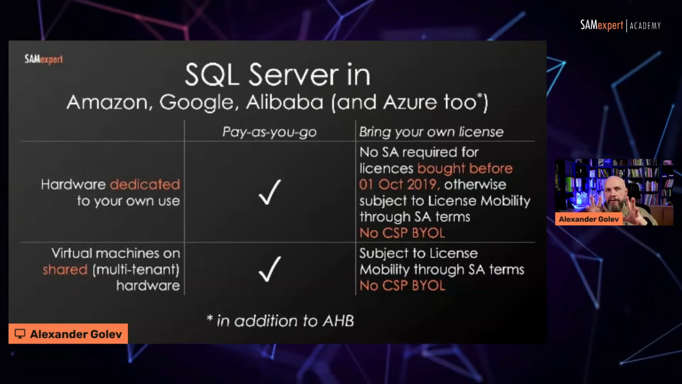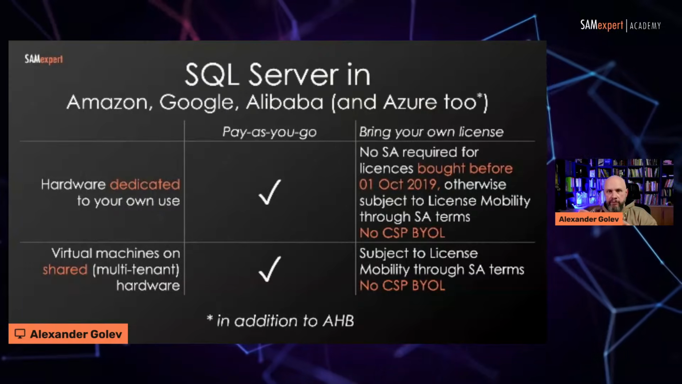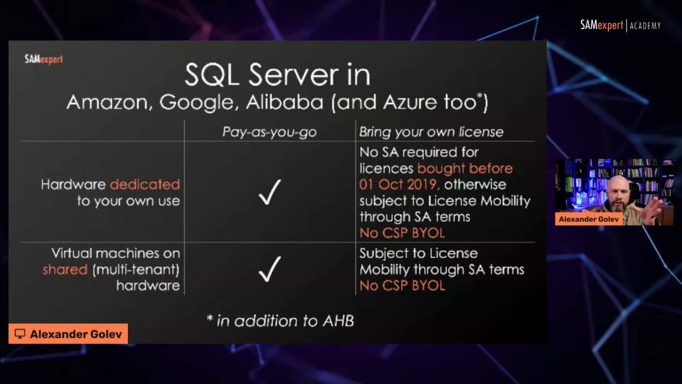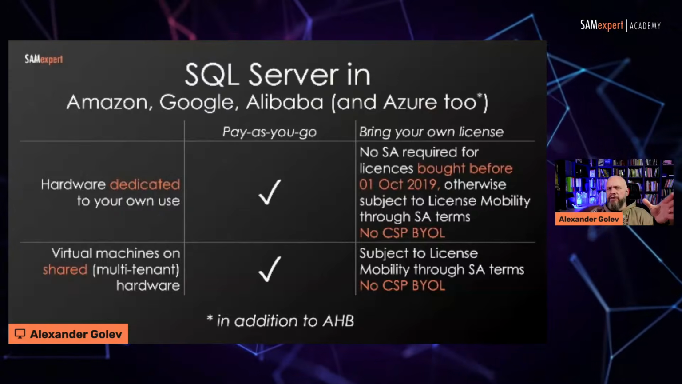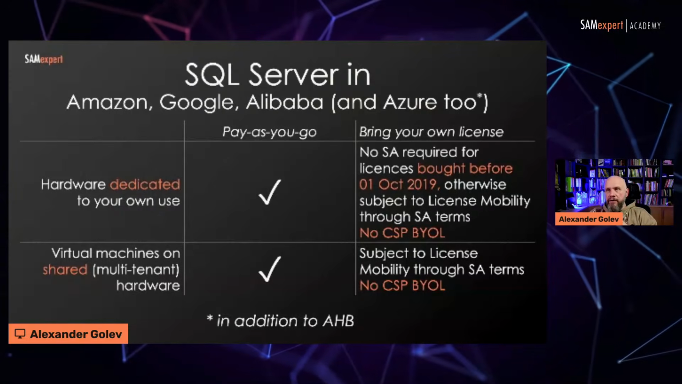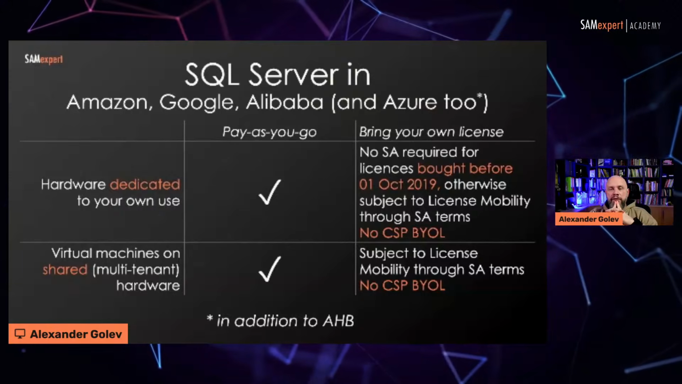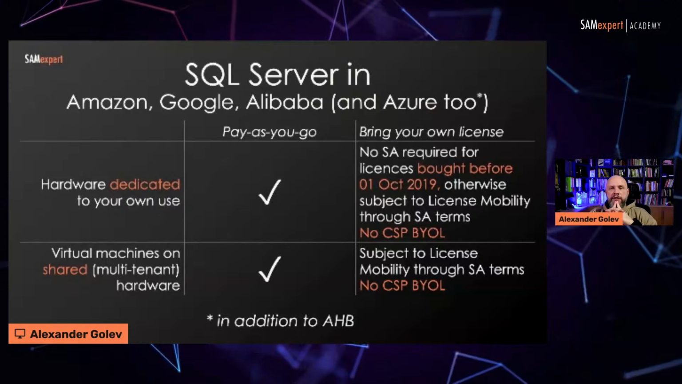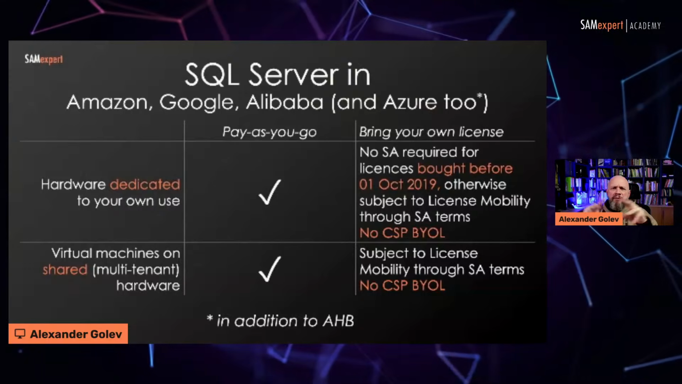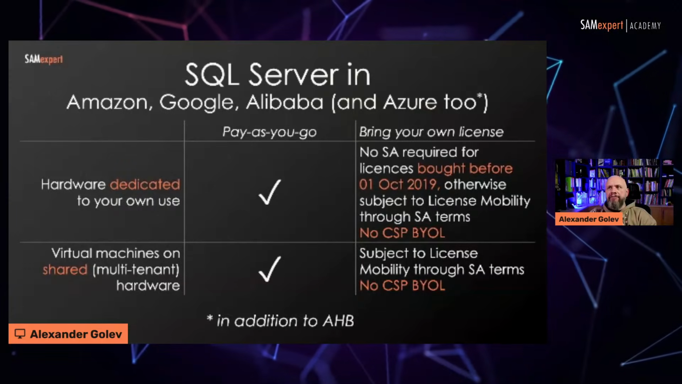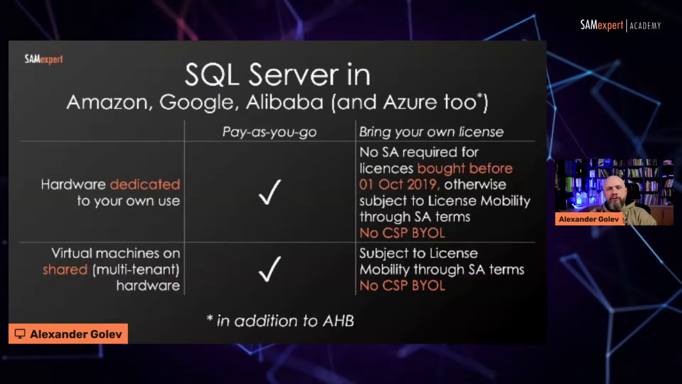Now, let's look at the rules. So if hardware is dedicated to your own use, so for example, Azure dedicated hosts or whatever they call it in Google, also dedicated hosts in Google, dedicated private cloud. So private cloud, hardware dedicated to you. If you bought licenses before the 1st of October 2019, you may take them to that hardware, just follow all the other on-premises licensing rules. But if licenses were purchased later, then they require software assurance.